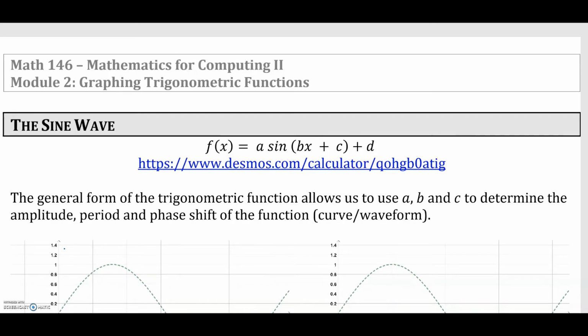The general form of the trig equation for sine x is f of x is equal to a times sine of b times x plus c, plus d. The constants a, b, and c determine the period, amplitude, and phase shift of this function. We will discuss these attributes of trig functions later in the notes.